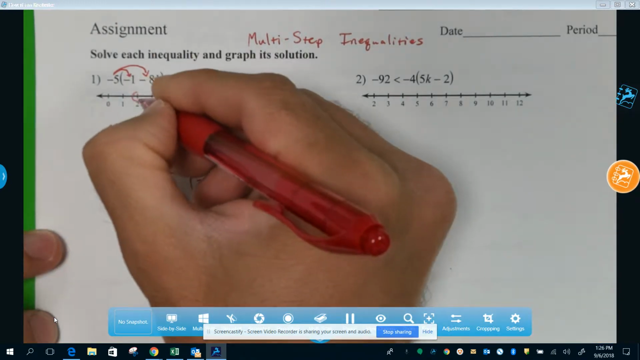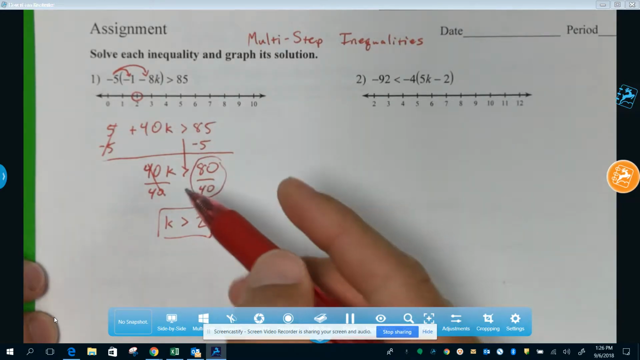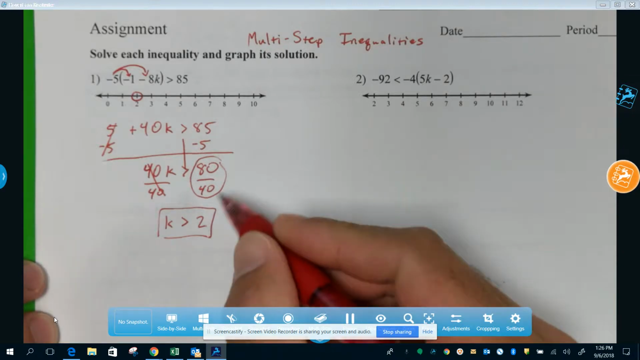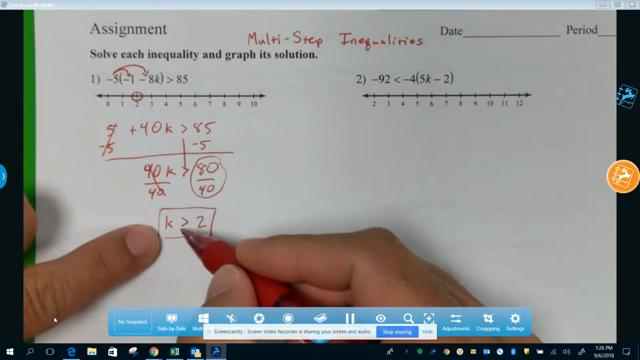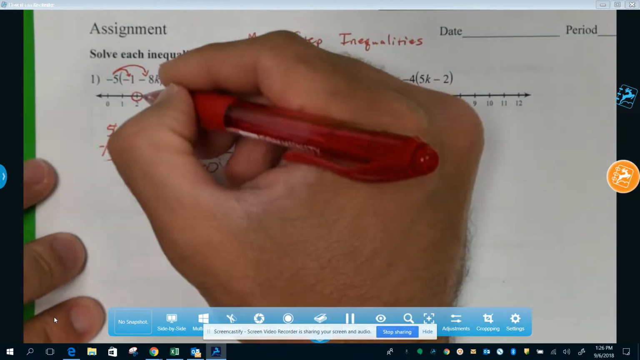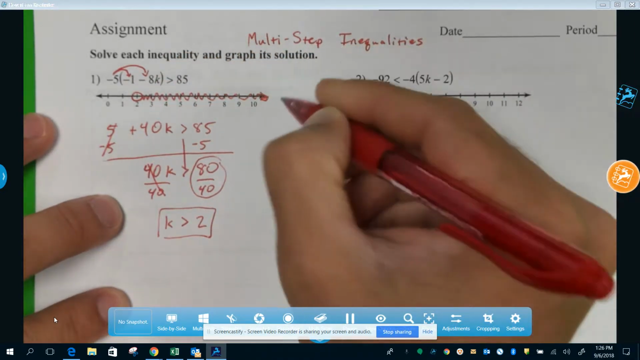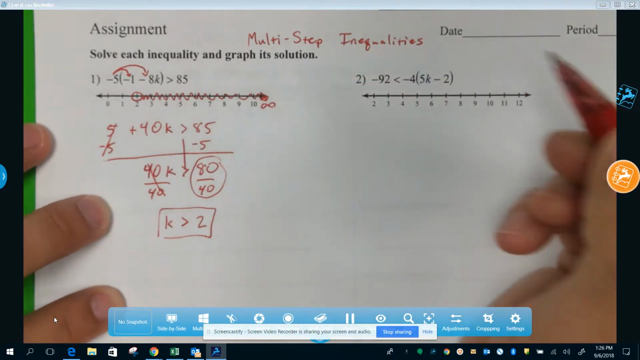So 2 is the number we're going to circle. It's not equal to 2. If it were equal to 2, we would shade in our 2. It's not equal to 2, so we leave it open. But since k is greater than 2, we shade all the numbers that are greater than 2. So we shade all the way to the right. And if we go forever to the right, that's infinity.